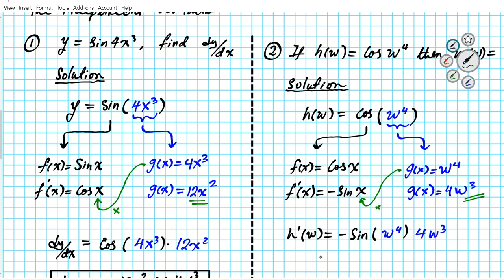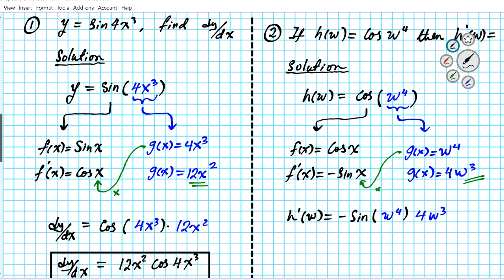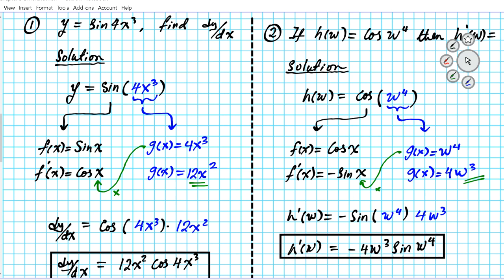And then we'll write this in standard format. Our derivative, h prime of w, is going to be, so the polynomial comes first, so negative 4w to the third sine w to the fourth. And that's the answer for question number 2.